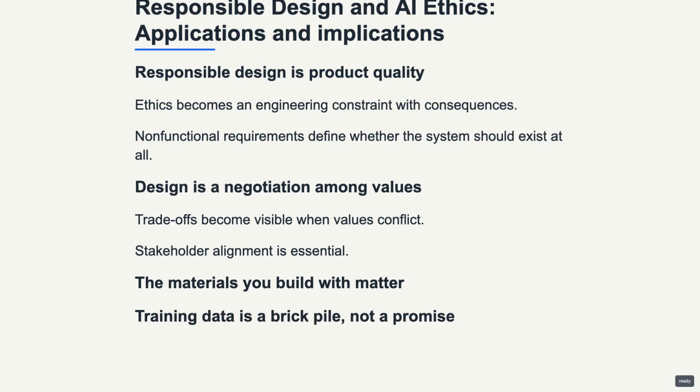Training data behaves like construction material, not a guarantee. If the data is narrow, noisy, or imbalanced, the model inherits those limits and learns a distorted view of the world.